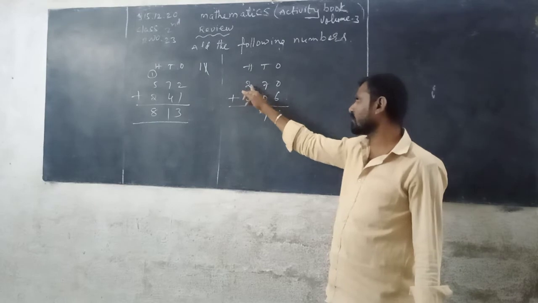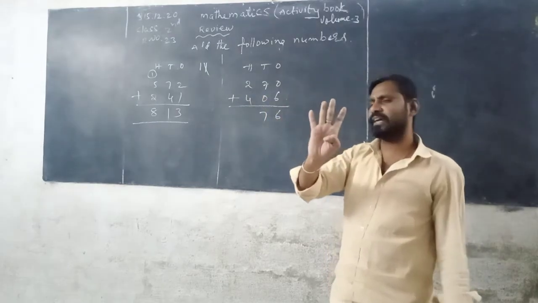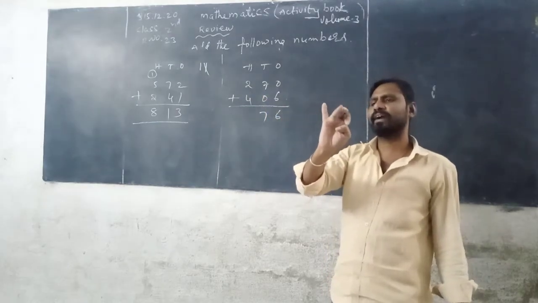2 plus 4. 2 after, you can count how many fingers? 4 fingers. 2 after 3, 4, 5, 6.